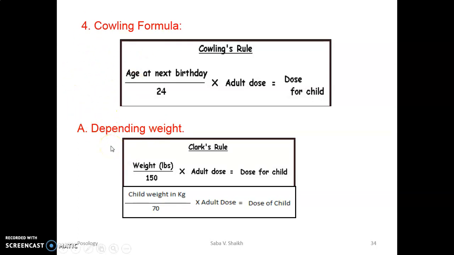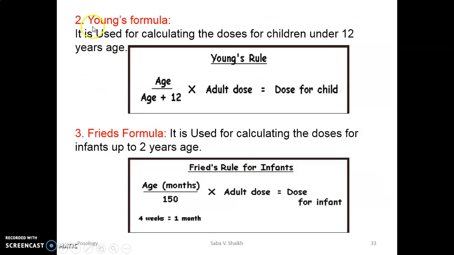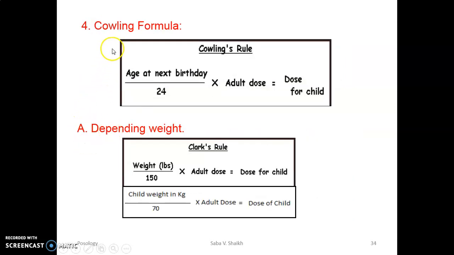Another part is that we can calculate the drug dose of a child depending upon the weight. Till now we have covered 4 formulas: 1st Dilling's formula, 2nd Young's formula, 3rd Fried's formula, and 4th Cowling's formula, which depend upon the age factor. Now we can see the calculation depending upon the weight factor. So it's Clark's rule, which depends upon the weight.